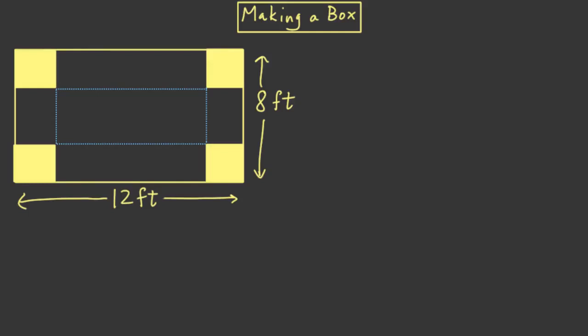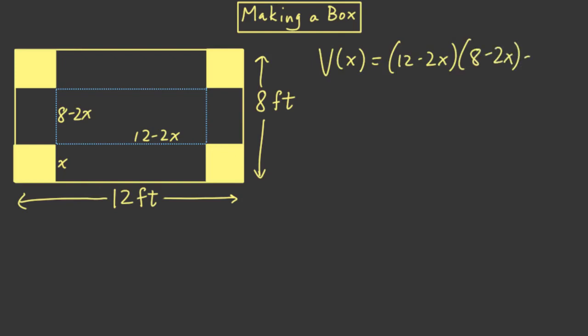Okay, here's our setup. We had x representing the size of the squares that we're cutting out of the corners here. And if we do that, then the length of the resulting box is this quantity. It's 12 minus 2x. And the width of the resulting box is 8 minus 2x. The height is just x, and so the volume, written as a function of x, is 12 minus 2x times 8 minus 2x times x.